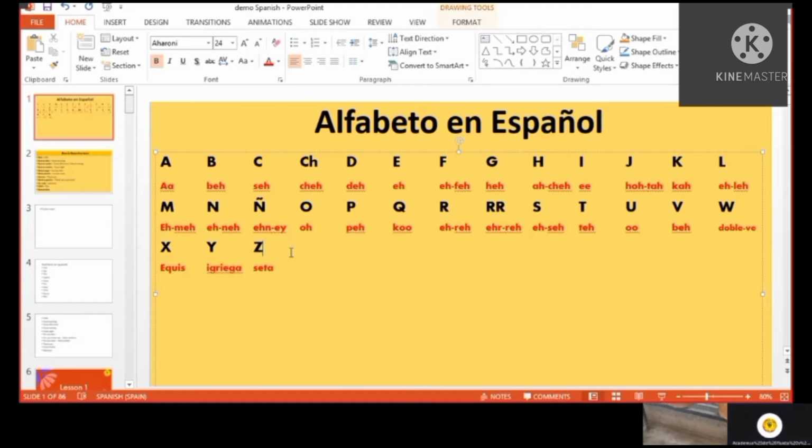T. Just a second. U. Yes. U is U. V is Ve. W is Doble ve. Double way. X is Equis. Y is I griega. And Z is Zeta.